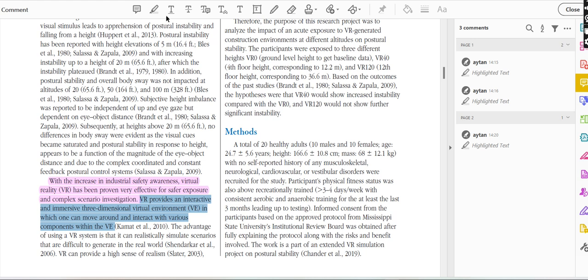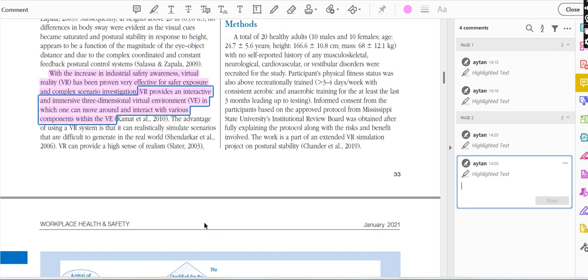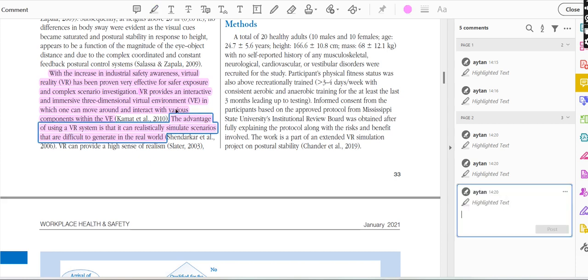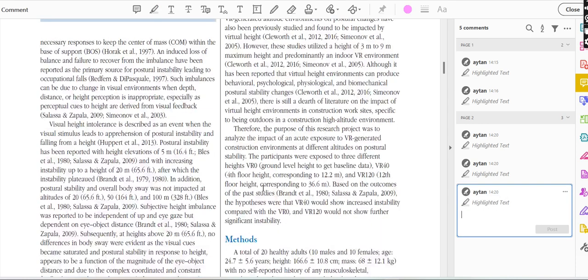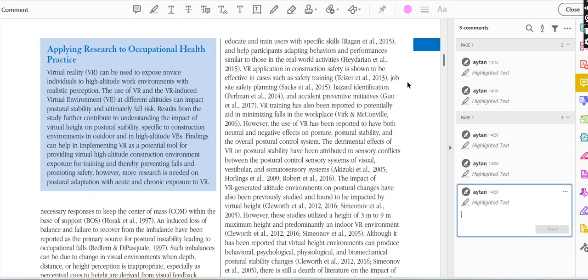2010. The advantage of using a VR system is that it can realistically simulate scenarios that are difficult to generate in the real world. VR can provide a high sense of realism, educate and train users with specific skills, and help participants adapt behaviors and performances similar to those in real-world activities.